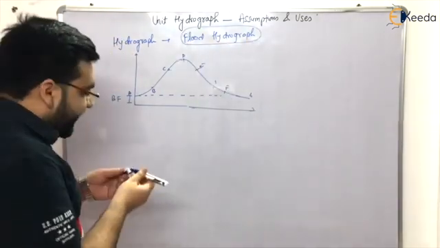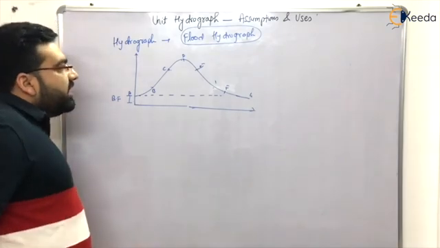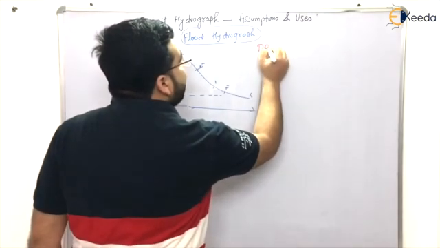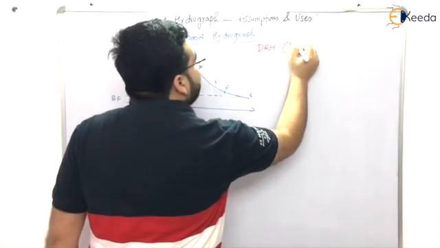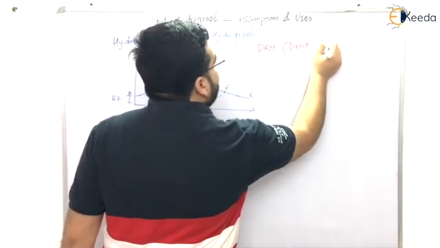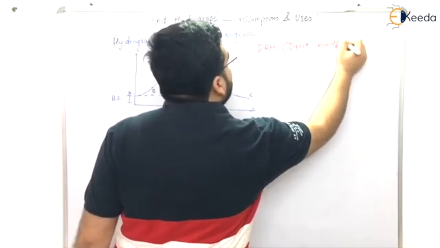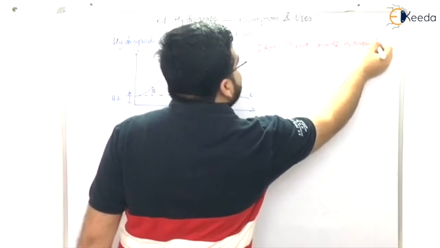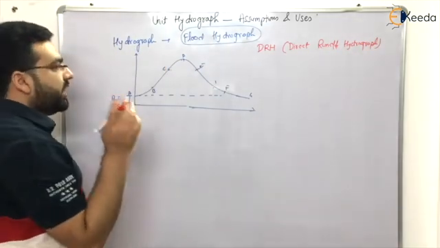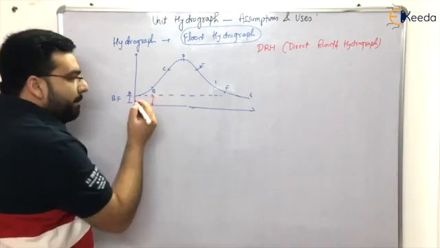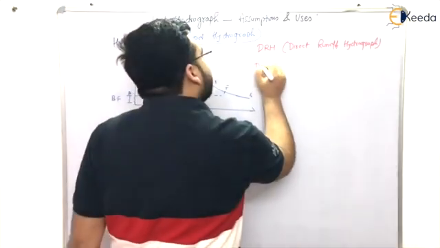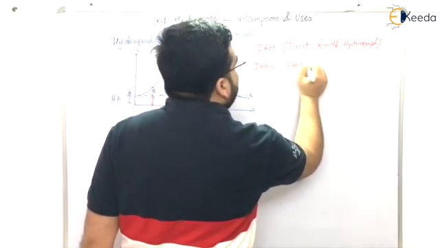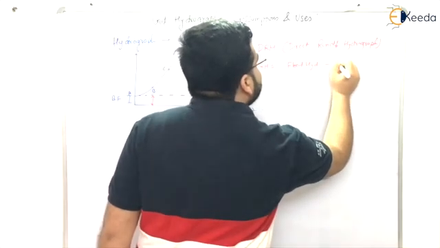Okay. Now, the second thing which I told you about was the direct runoff hydrograph. In the direct runoff hydrograph, what we are doing is that from the flood hydrograph, we are subtracting the base flow. So you can say that direct runoff hydrograph is equal to flood hydrograph minus base flow.